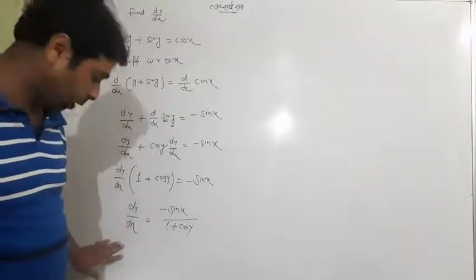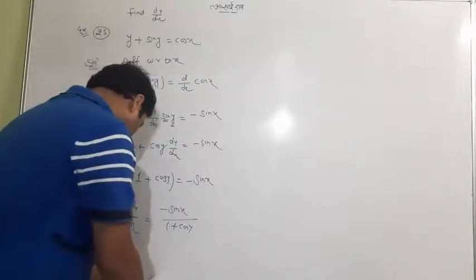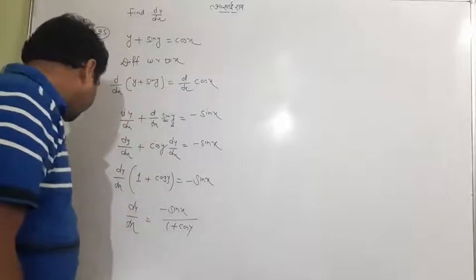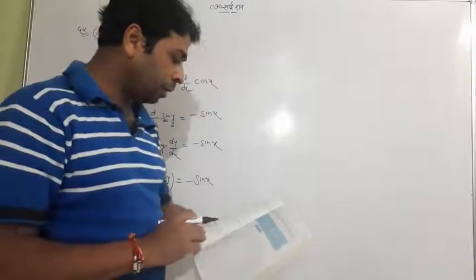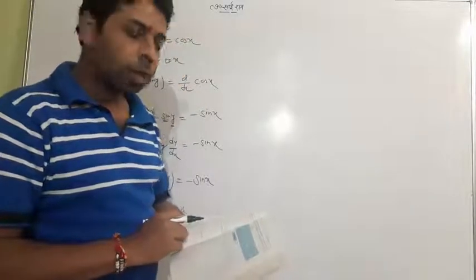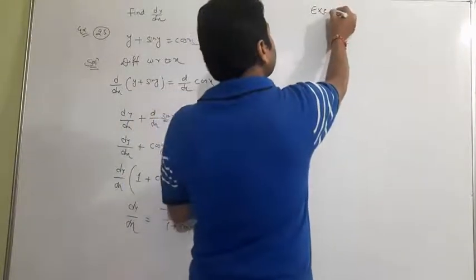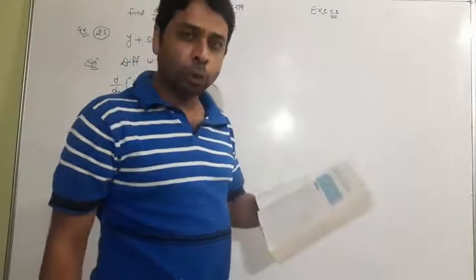This is d by dx. It is a very simple concept. I don't think you couldn't understand it. Very simple. Now let's watch some examples with inverse trigonometric functions. First of all, we will focus on exercise 5.3, where initially we have 8 questions.